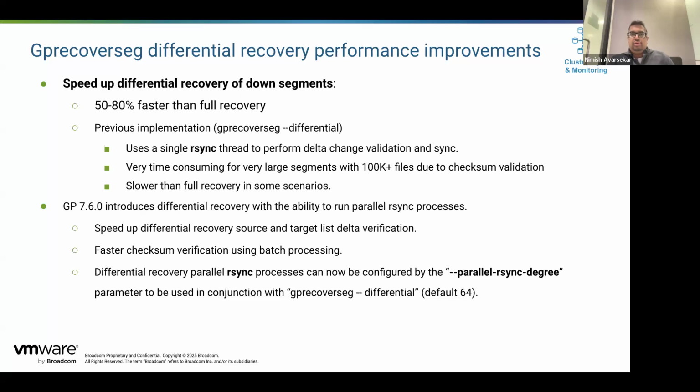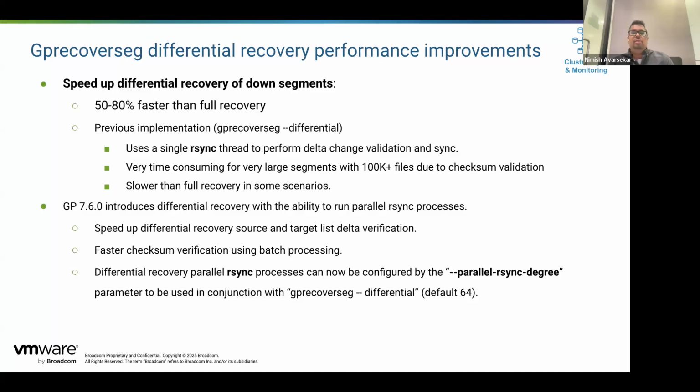All right, another important enhancement that has come into the Greenplum 7.6 version is speeding up your differential recovery of segments. Remember, we have three modes of recovery currently available with Greenplum 7, and 7.6 especially. Prior versions had them as well, but we recommend using differential recovery starting 7.6 because of this particular enhancement. So you basically have three modes of recovery.